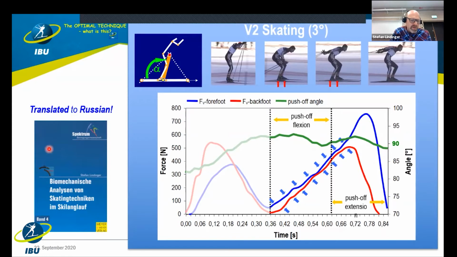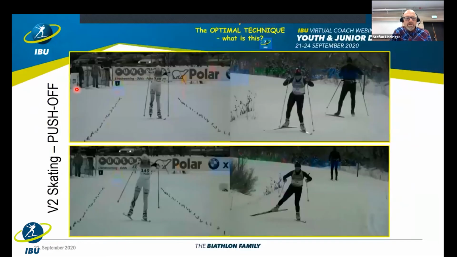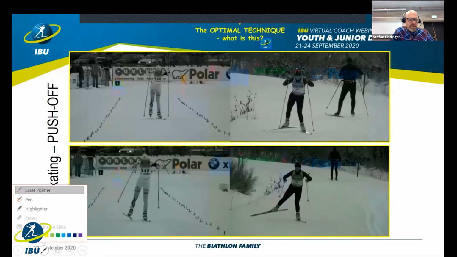This is published in my PhD here, which is, by the way, translated to Russian because the Russian Biathlon Federation, Nikolai Zagursky, was once translating this, and there's a booklet about it, just to inform all of you. That's described. And in a video, we can see what that means in reality.